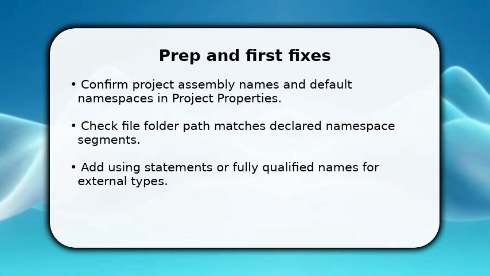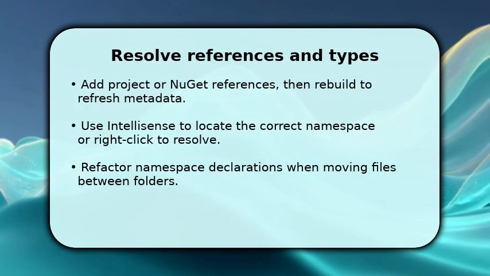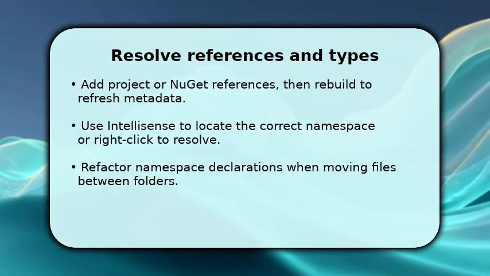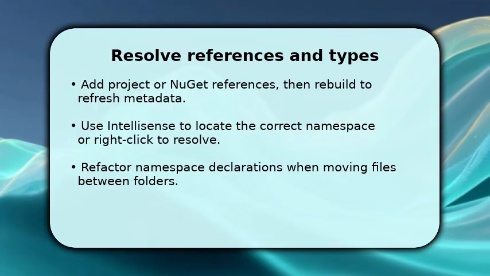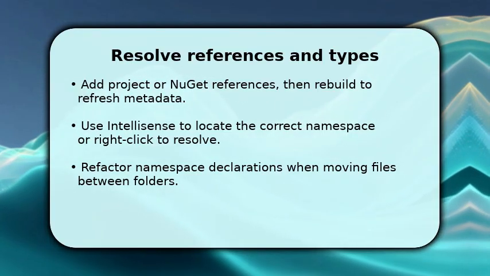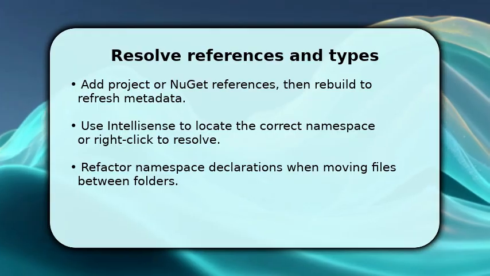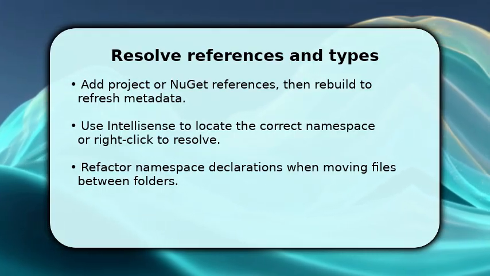You now focus on references and type resolution. Add the missing project reference or NuGet package and rebuild. The compiler needs compiled assemblies to resolve namespaces. Use your IDE's IntelliSense or resolve action to insert the correct using statement. This tells the compiler where the type lives.